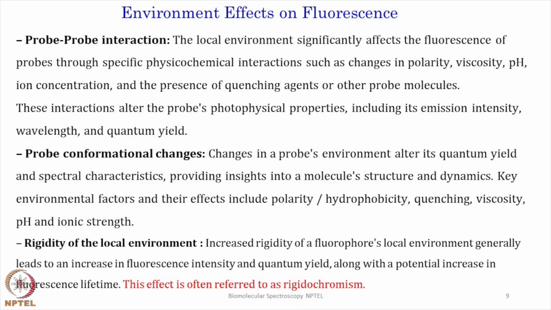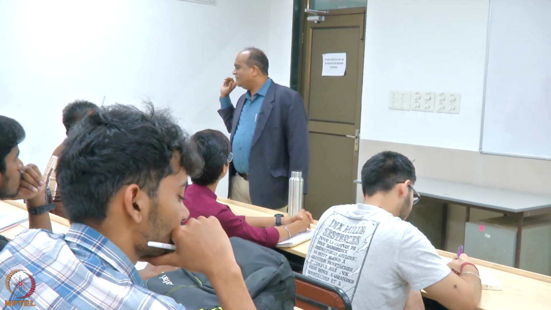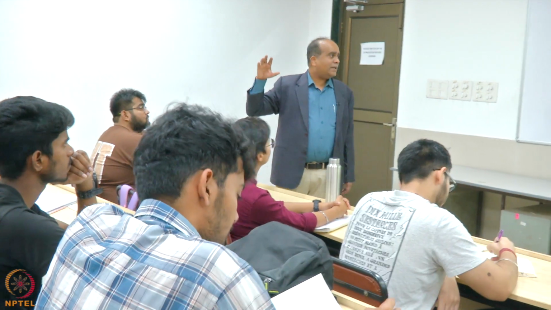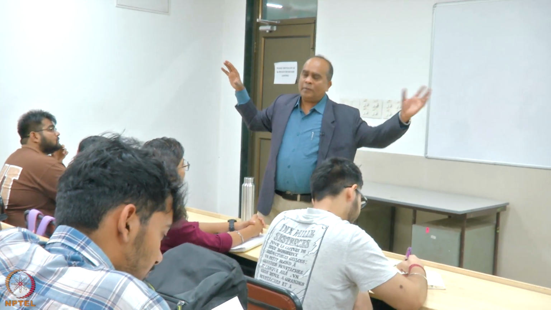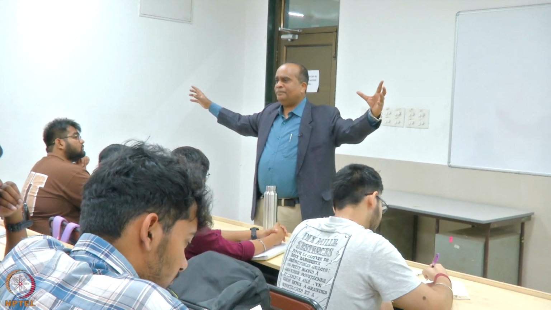So, probe-probe interaction. Probe-probe interaction means the fluorescent probe we are talking about. Probe-probe interaction should not happen. Therefore, you remember I told you that if there is one tryptophan in a protein, it is very good, but more than one is problematic. So, the experiment that I discussed with you, of this protein which had 2 domains, both domains had a tryptophan.